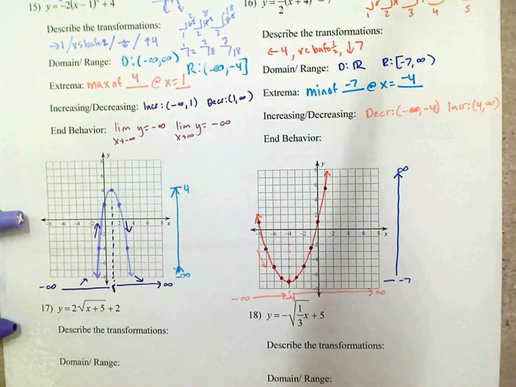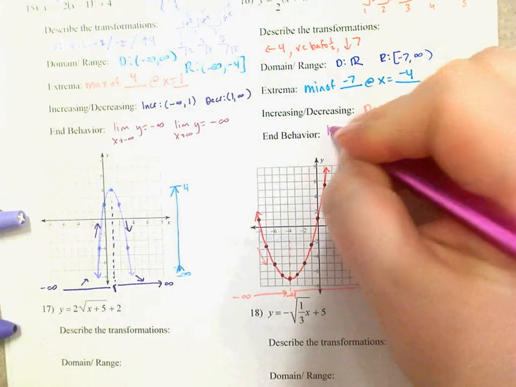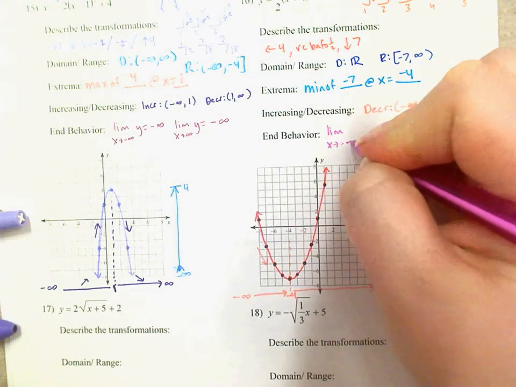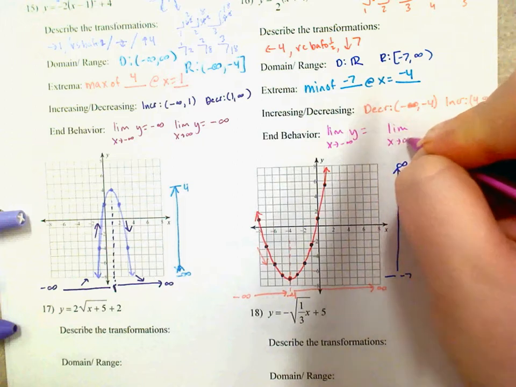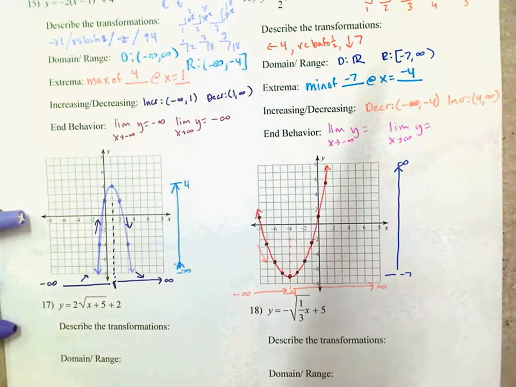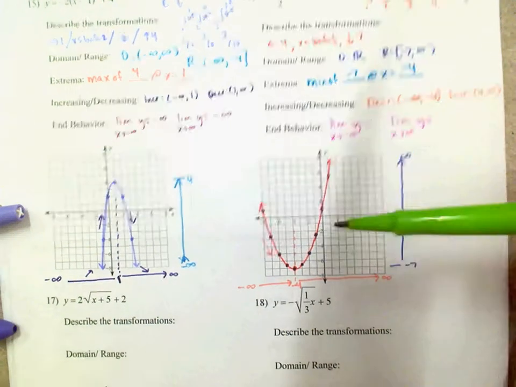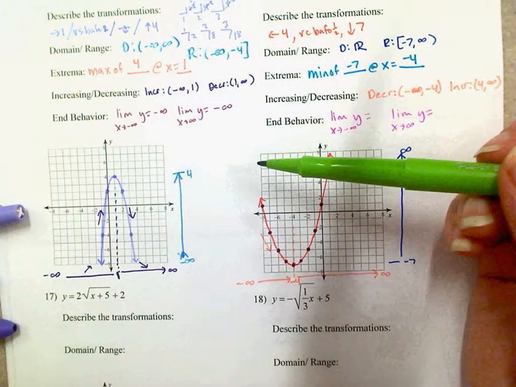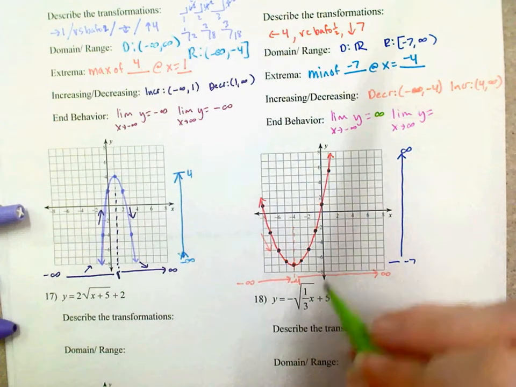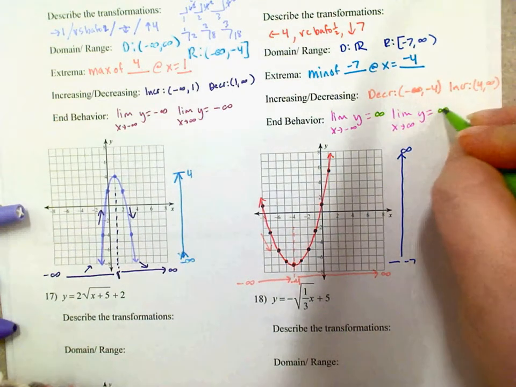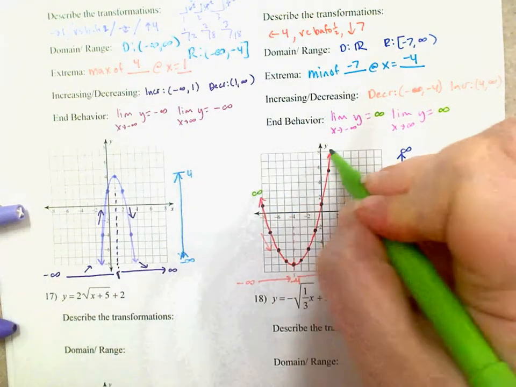End behavior: the limit as x approaches negative infinity of y, and the limit as x approaches positive infinity of y. So the idea of end behavior is, where is it going? As x approaches negative infinity, meaning as x goes to the left, where's the function going? It's going up to positive infinity. And as x goes to the right, the function is going up to positive infinity. So it goes up and up, which means those are my answers.